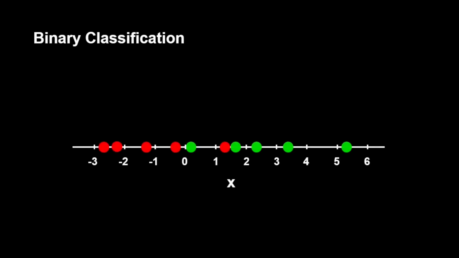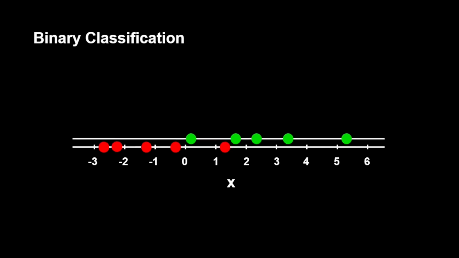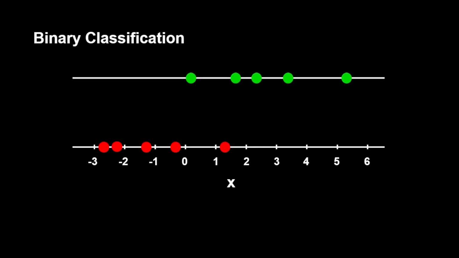Let's first take a simple example of a binary classification. Let's say we have 10 points which can be either red or green, and each point has only one feature x. We want to build a classifier which will classify these points into red and green. Specifically, we want the classifier to predict the probability of the green class. That is, if the point belongs to a green class, we want its probability close to 1. Similarly, if the point is red, we want its probability close to 0.